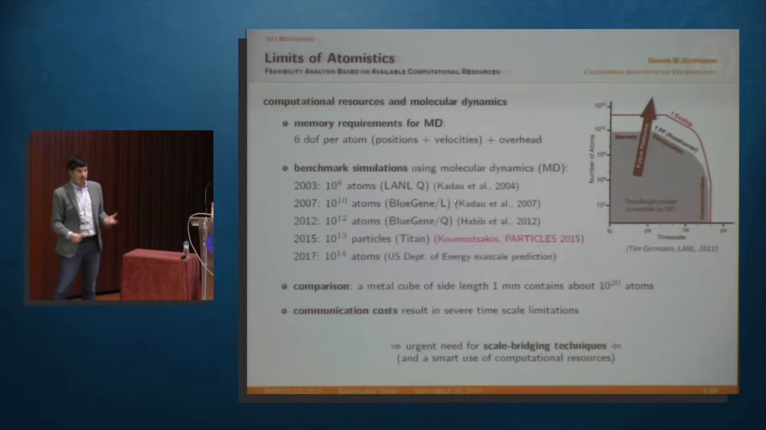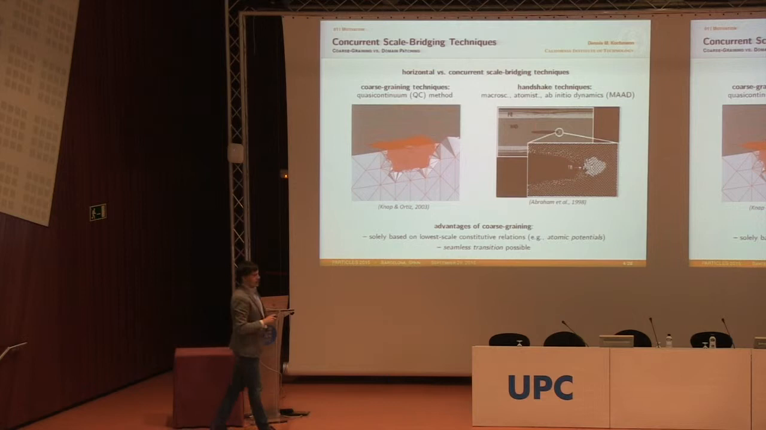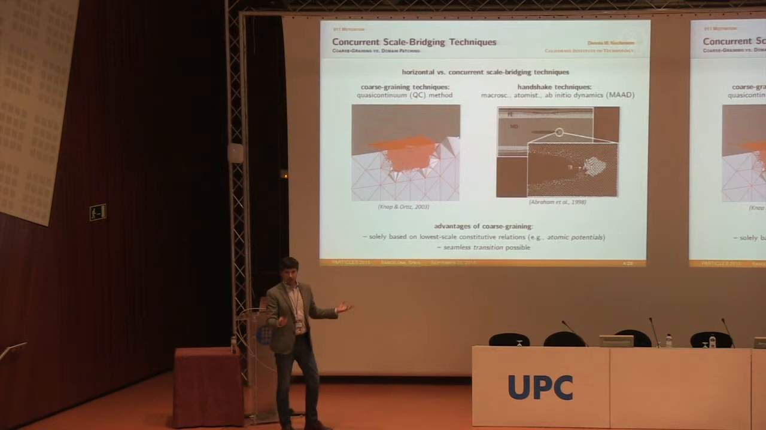Whenever you go from small to large and vice versa, there are 2 general ways we can do it. Way number one is to combine different techniques, and many people have done this. This is just one famous example where you look at a crack, and ahead of the crack, that's the region where I want highest accuracy, so I use something like tight binding, which is first principles based.